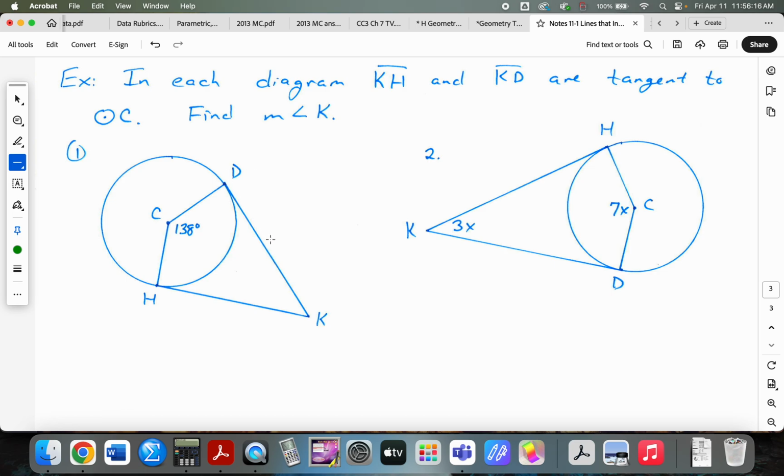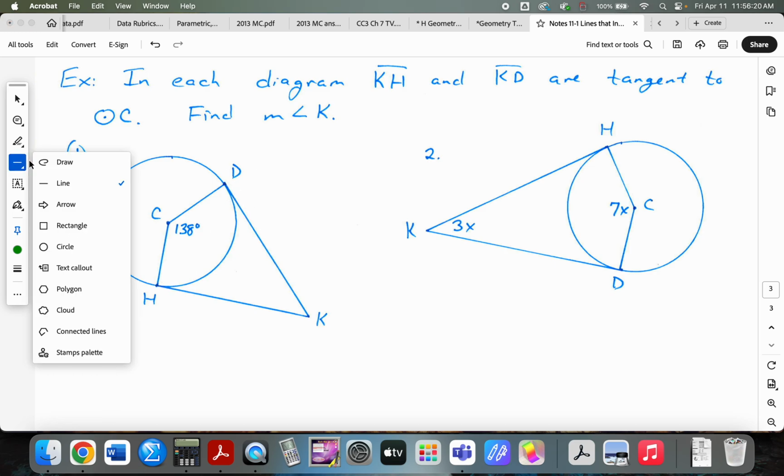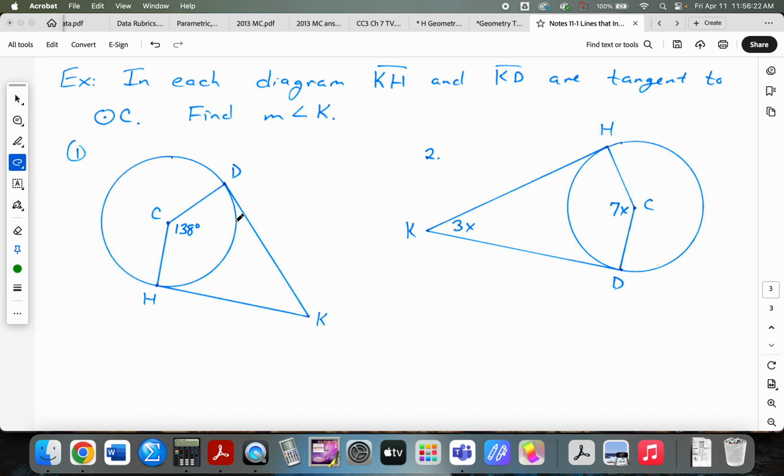When you have a line that's tangent to a circle, then any radius drawn to the point of tangency will make a right angle. So that's a right angle, and that's a right angle. Every single time.